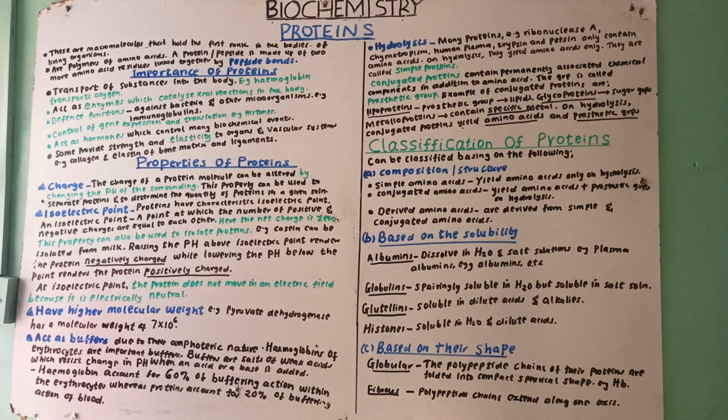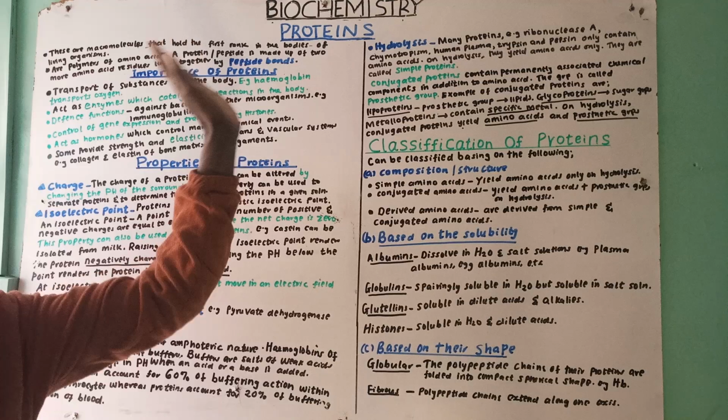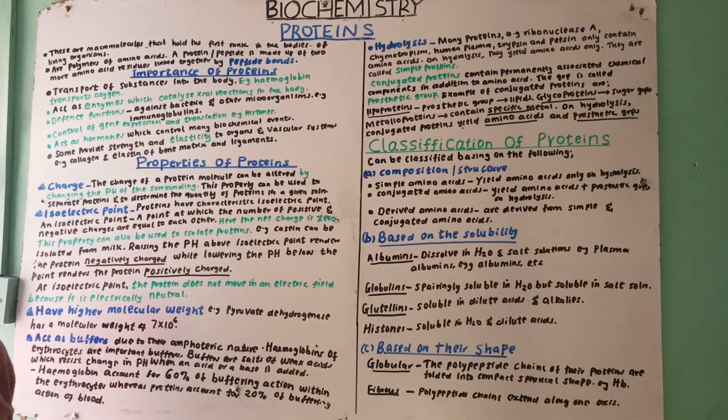Then we have higher molecular weight. So we've just said that these proteins are polymers of amino acids, so they contain more than one amino acid. And other than that, some proteins consist of prosthetic groups. These are conjugated proteins, so we expect them to have higher molecular weight. An example of such a protein is pyruvate dehydrogenase. We looked at the pyruvate dehydrogenase enzyme in pyruvate decarboxylation.